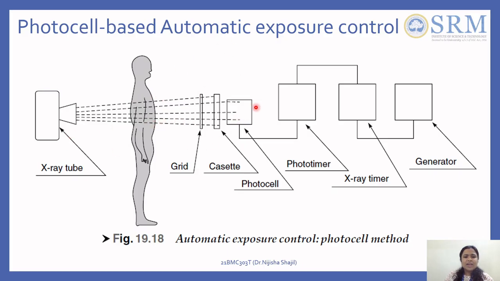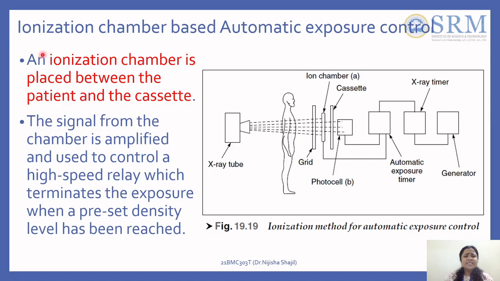If the X-rays reach the photocell, automatically you record it and you tell the generator to stop it. So the X-ray stops. Okay, this is one way of automatic exposure control. And the second concept is by using an ionization chamber.